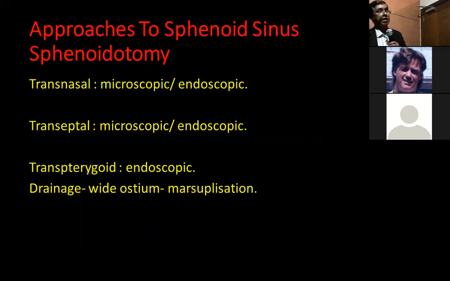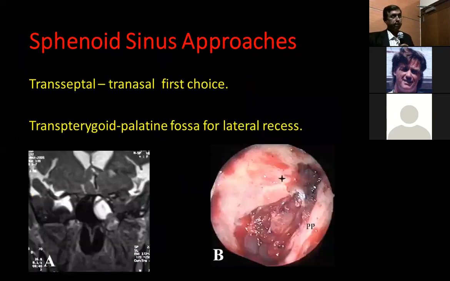Approaches to the sphenoid sinus: you can go transnasal, you can go transseptal, you can go transpterygoid, which is the new one. It is mainly endoscopic. Transnasal is the first choice, but if you have a lateral recess, then you go with the transpterygoid.